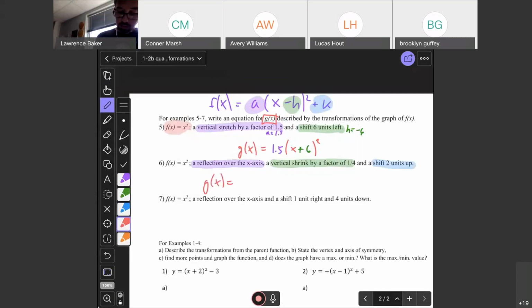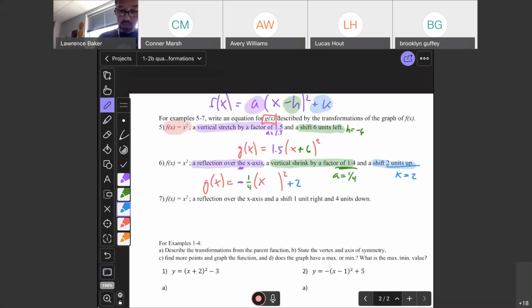So I'm starting with my shell, x squared. A reflection, remember that's a negative, and that goes in the front. Here it's saying a vertical shrink by a factor of 1/4. So that'd be an a of 1/4. Where's a? That's in front. Shift 2 units up. Up is my k value. So k is 2. We trust k. So I put a +2 back there.